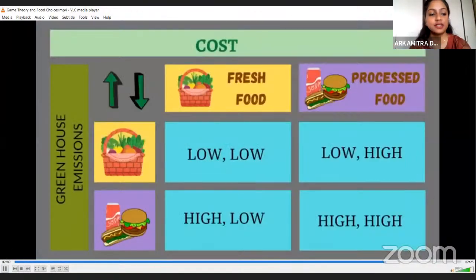Finally, I have the payoff matrix. I've kept it similar, with cost and greenhouse emissions. Could someone from the student body explain this? Anyone? Okay, you could start. So from what I can understand, should I try? Yes, of course. Rishabh, you could keep your camera on while you speak. Okay, sure.